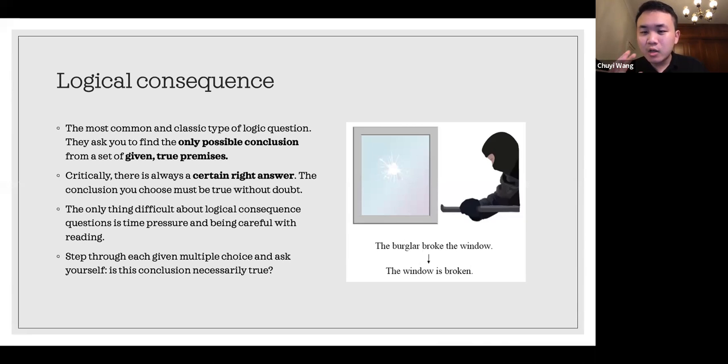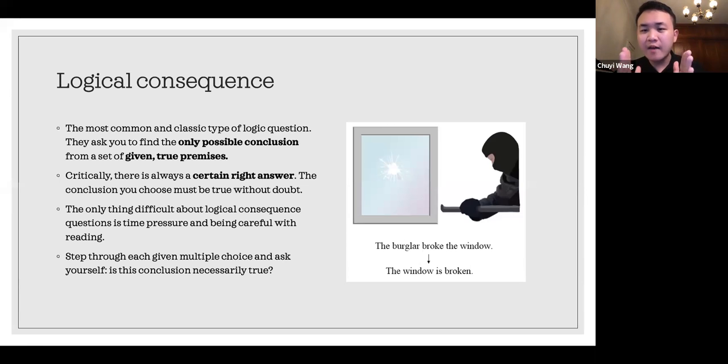Yes? Now, the logical consequence type question is the most common type, where they will give you a bunch of different premises that are true. They are 100% true. You can't question them. Don't bring in your own knowledge about airplanes and things like that. They're 100% true. And then what you have to do is, out of the 4 multiple choice answers, find the only possible true conclusion from the given premises. Does everyone understand what I'm going on about?